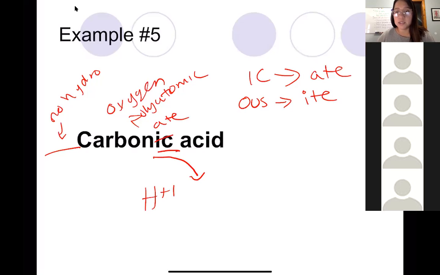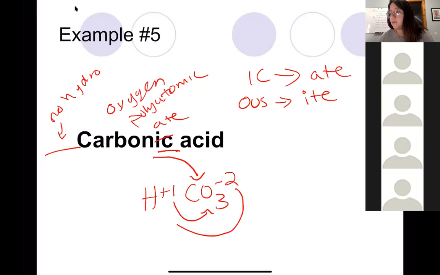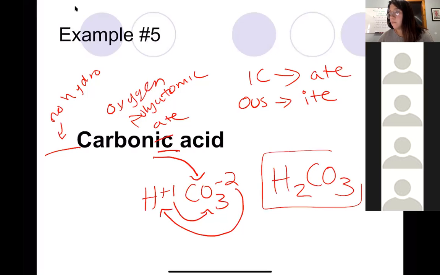So looking at your polyatomic chart that's up here, find carbonate. CO3. And what is the charge? -2. Thank you. Okay, just switch the charges. The charges do not match, switch the charges. I need 1 carbonate, I need 2 hydrogen. That's it.